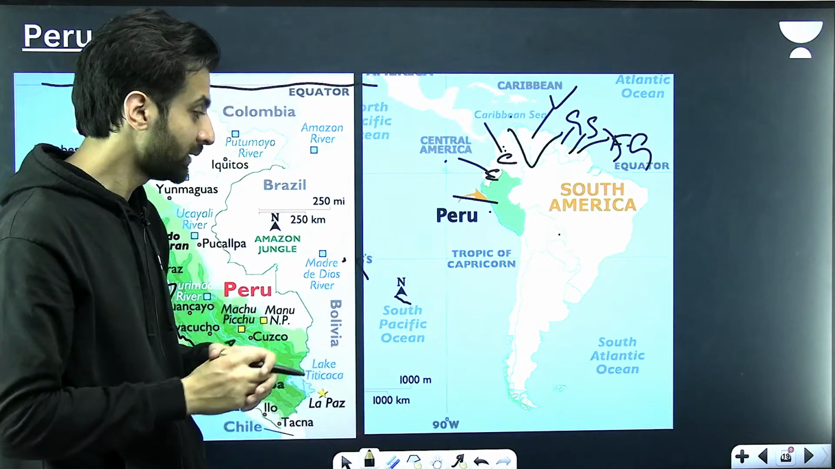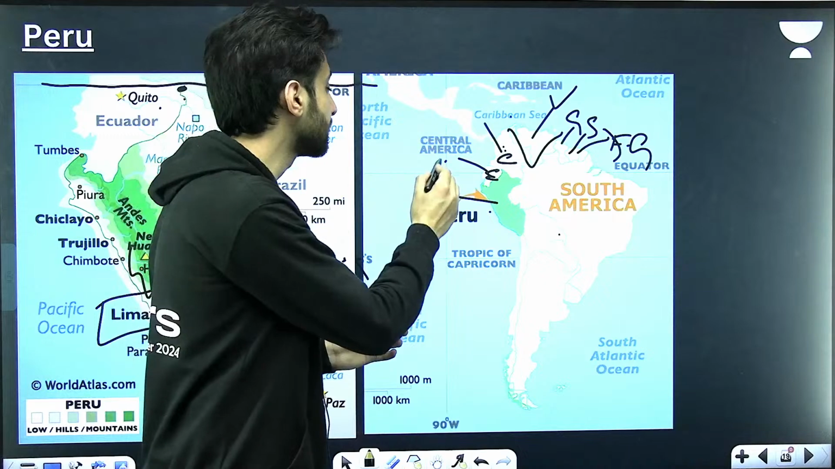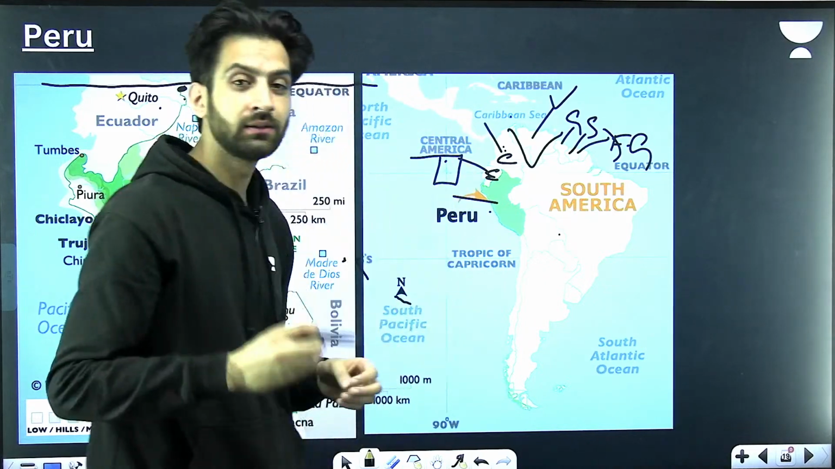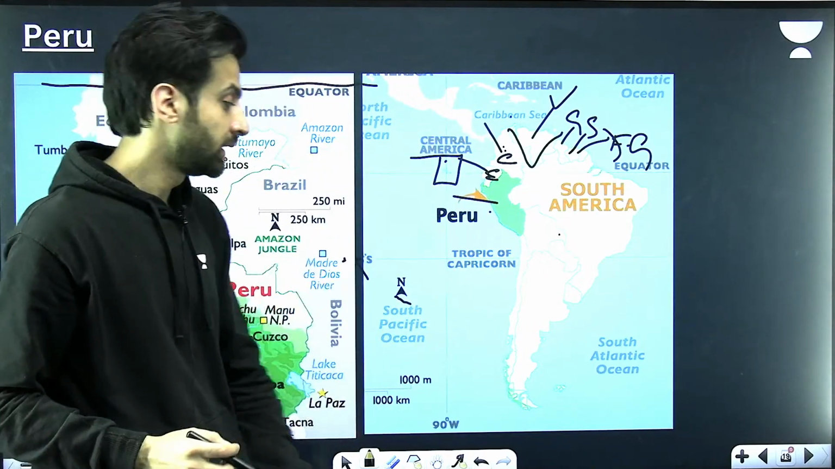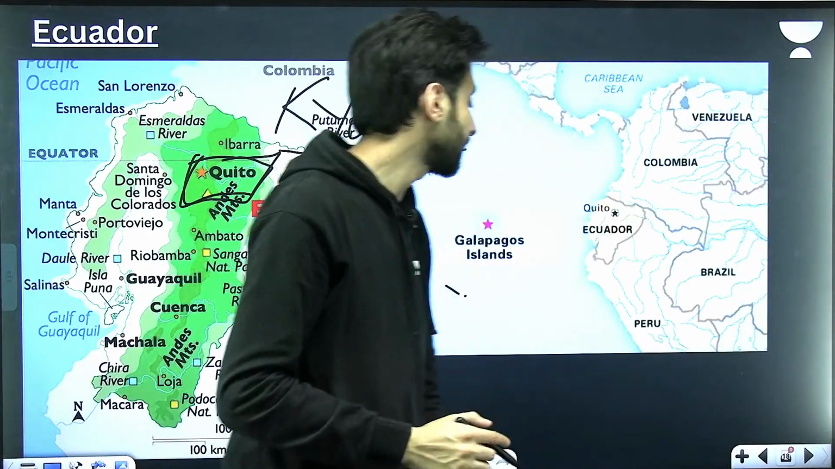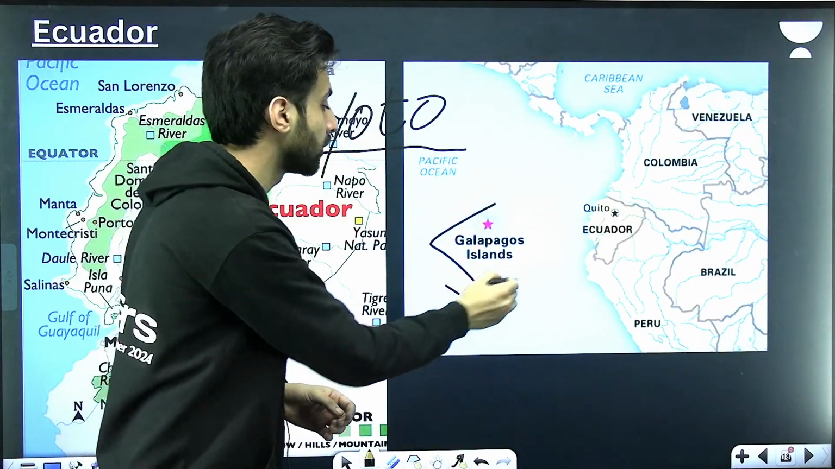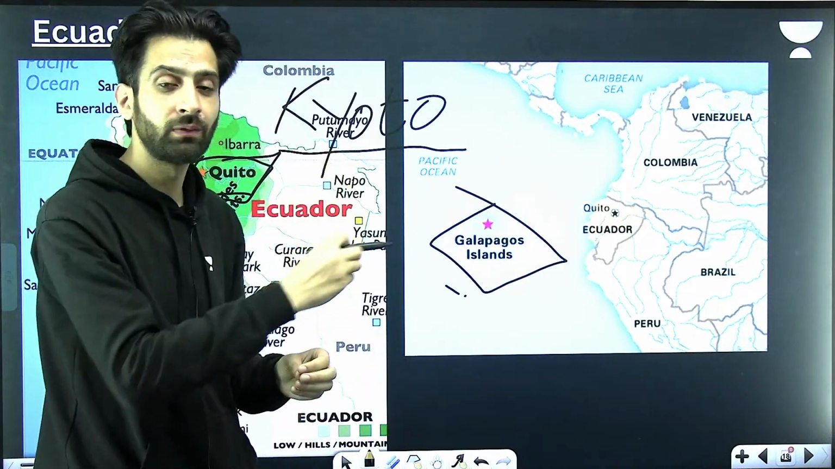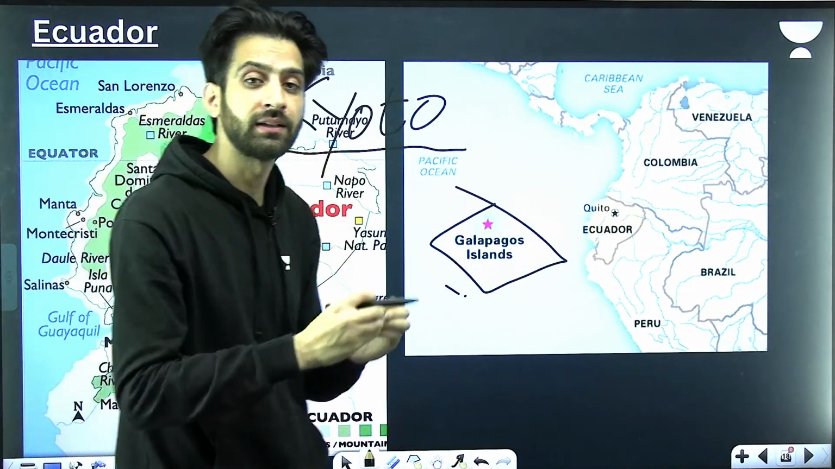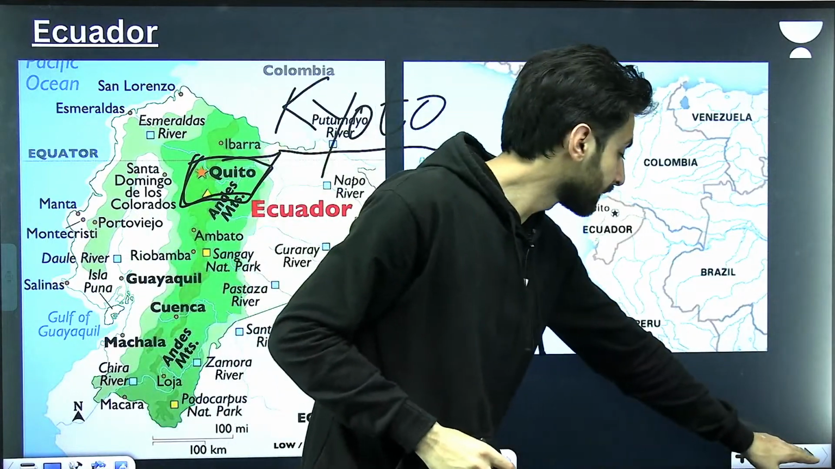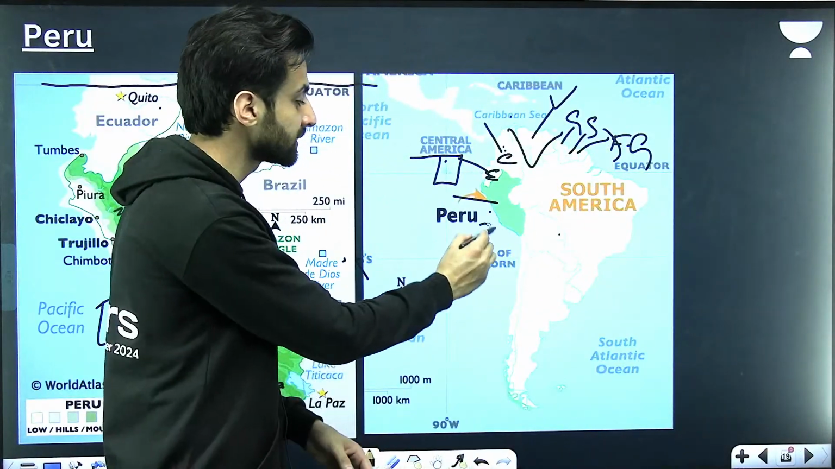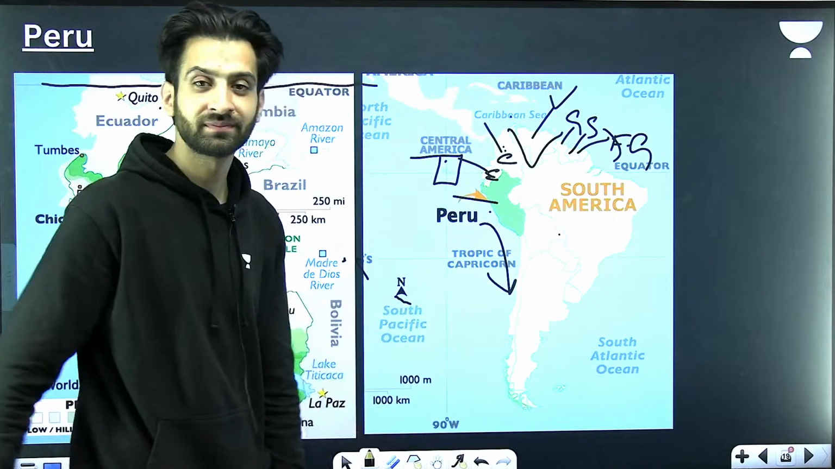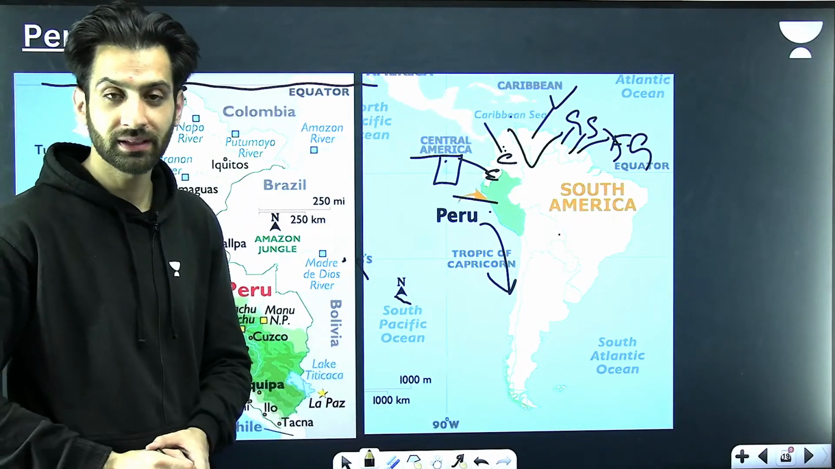Is it clear? One thing I forgot to mention about Ecuador is the islands that are a part of it. If you look at this, this is what I skipped. The Galapagos Islands form a part of Ecuador. So they are under Ecuador. Okay, clear now? So should we move towards the southern side? If you have any questions, you can ask me in the comments.